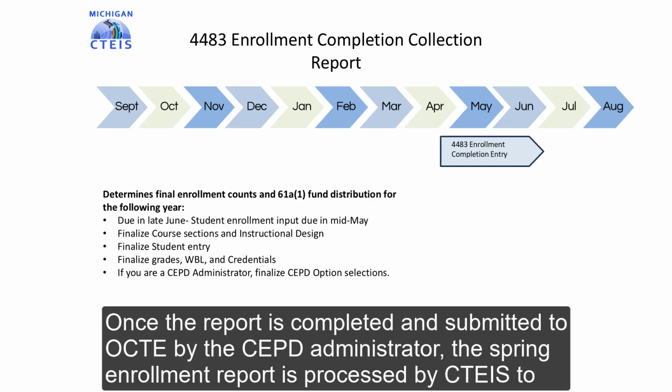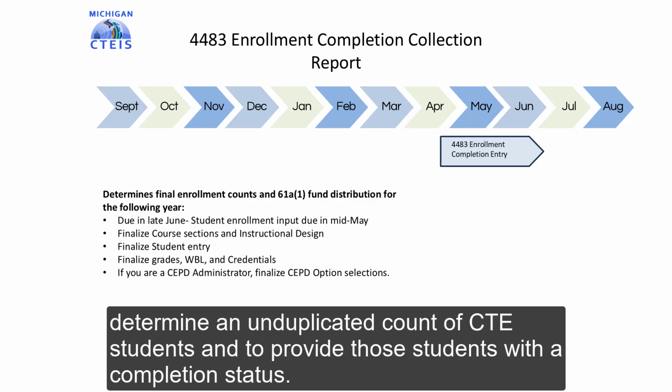Once the report is completed and submitted to OCTE by the CPID administrator, the spring enrollment report is processed by CTEIS to determine an unduplicated count of CTE students and provide those students with a completion status.